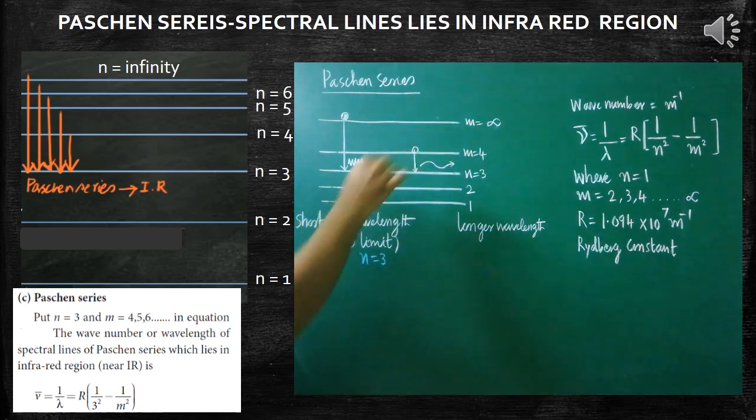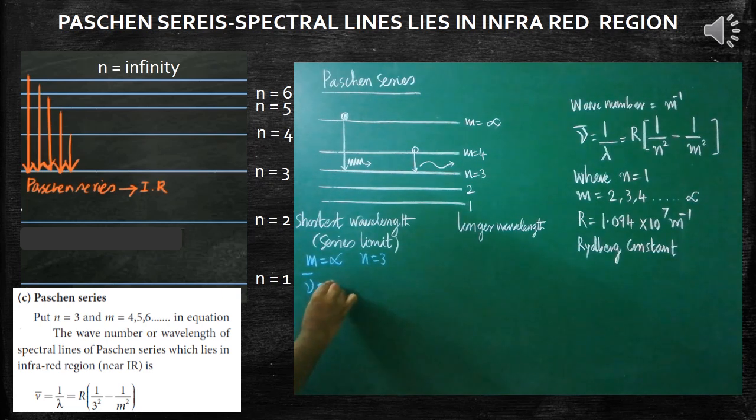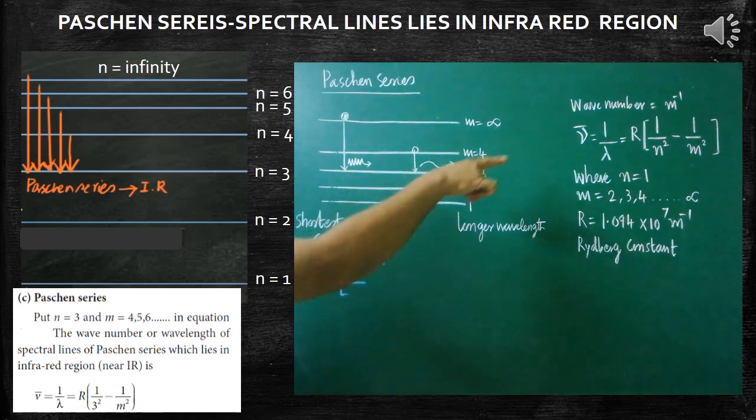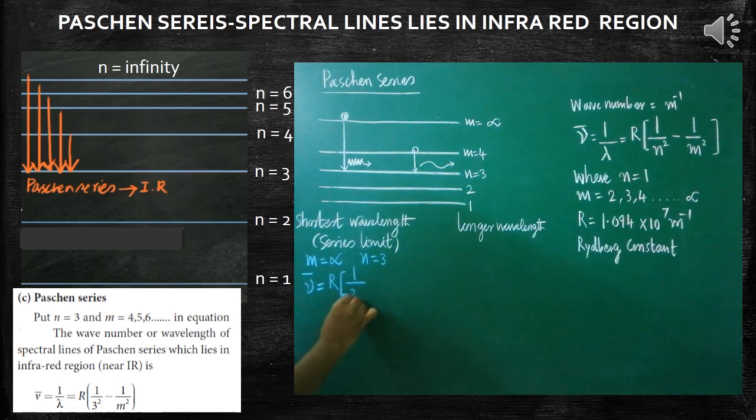To calculate the wave number nu bar, which is equal to R times 1 by n square minus 1 by m square, that formula is to be used. Instead of n, substitute 3 square, minus, instead of m we substitute infinity square. Are you clear? In the next step, how can it be written? Nu bar is equal to 1 by 9 minus 0. So finally we can write nu bar is equal to R by 9.